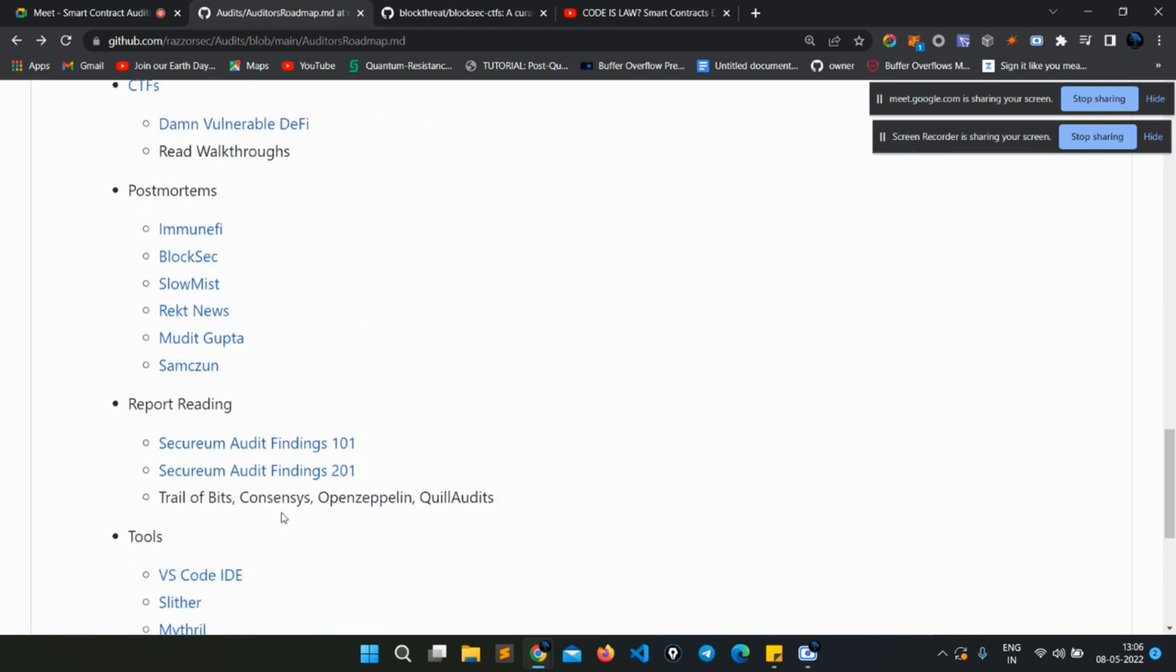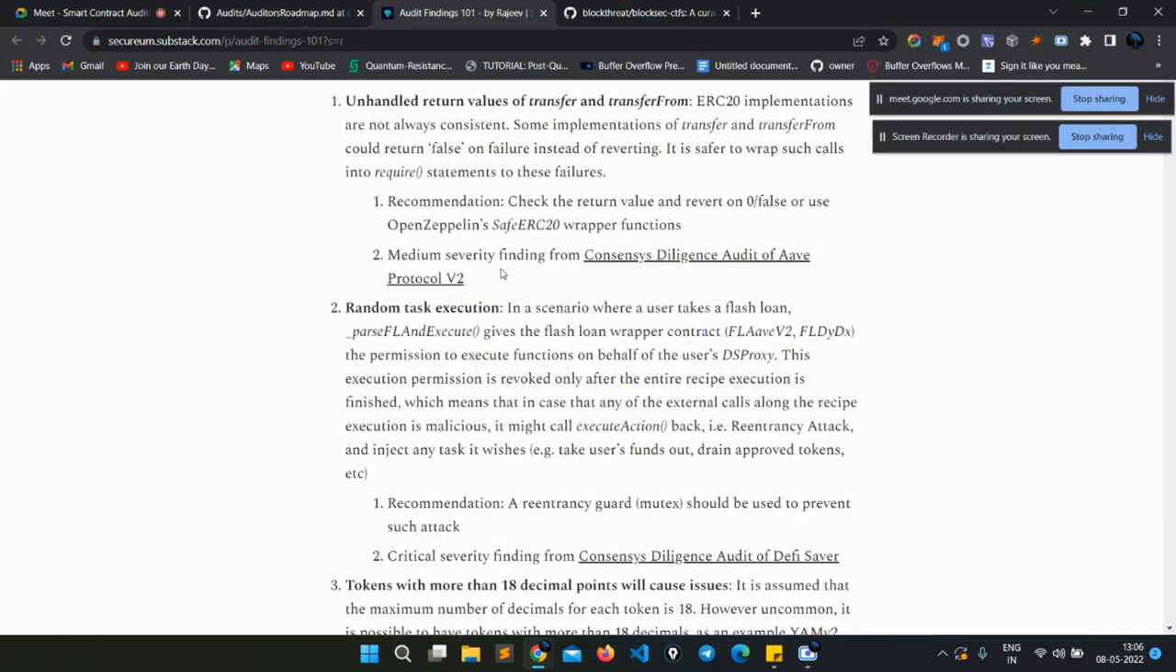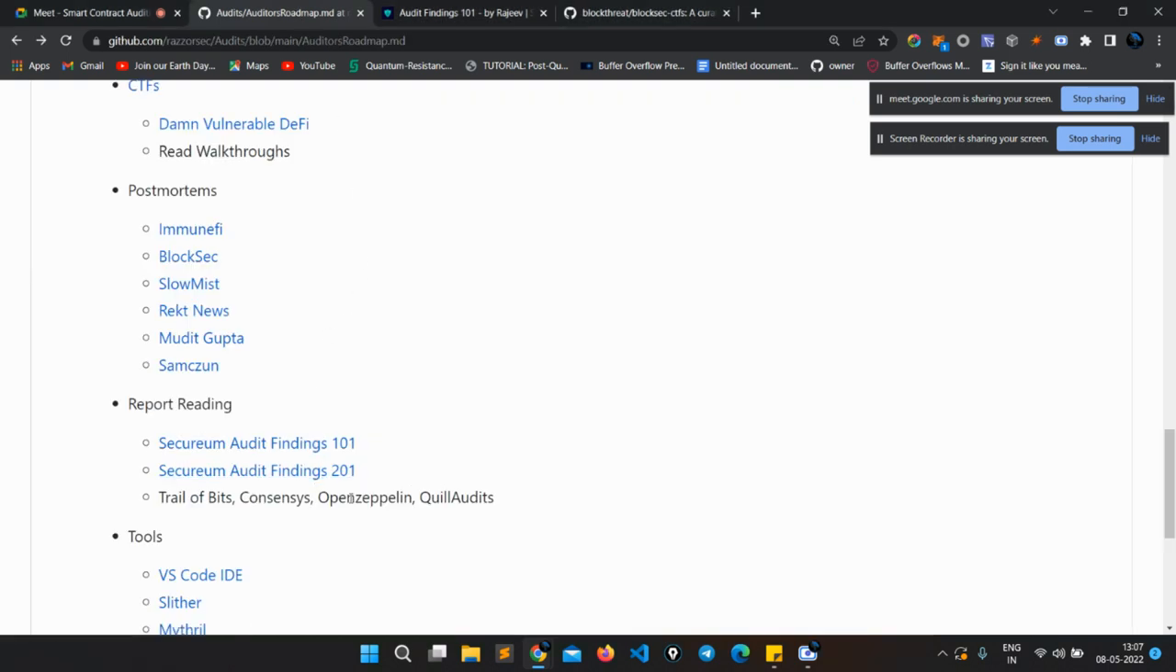So what else can be done to enhance my auditing knowledge, right? Because right now I'm an auditor, right? Right now I've successfully started my journey as an auditor. So security auditing, audit findings 101 and 201 are curated content by Securium, covering some cool bugs from the reports generated by some of the giants in this space, some of the well-known auditing firms like ConsenSys, Trail of Bits, Sigma Prime, right? So it covers 101 and 201. So basically something around 200 bugs, some of the, I would say, critical bugs that will actually help you build your mindset on how to approach a specific function or a specific contract, right?